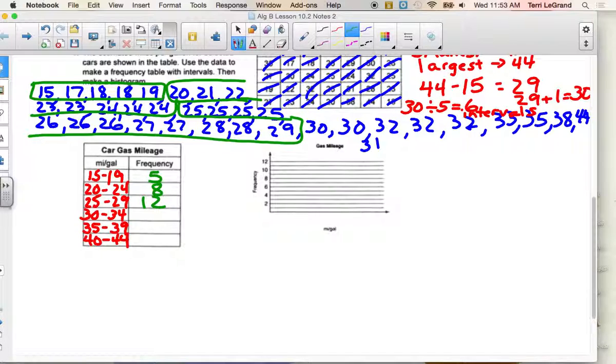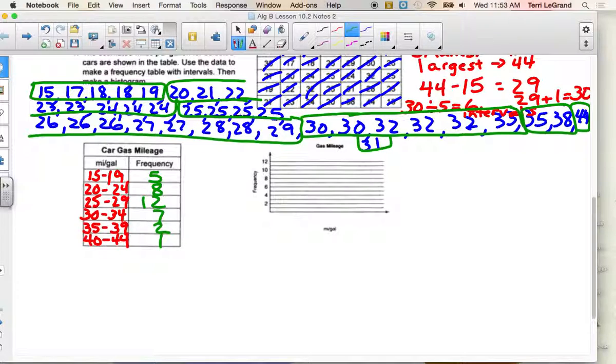And then we need from 30 through 34. 7. Yeah, 7. Is this the 33 here? Oh, and then I got this guy down here too, don't I? So 1, 2, 3, 4, 5, 6, 7. Yep. And then 35 to 39, we got these two. And we only have 1 in the last interval, right?